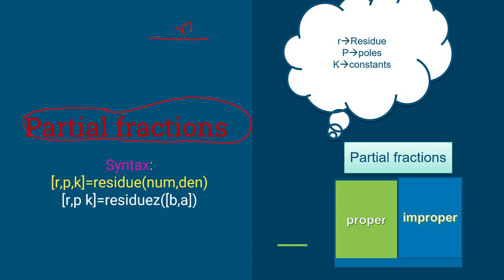Here I am going to consider numerator and denominator. If we take this value, I am going to take this as x. Now whenever you want to perform the partial fraction, you must have numerator and denominator, right? So here residue with numerator, denominator, and residuez with b comma a. Why have you written both? You want to perform the partial fractions, but why are you using residue and residuez?